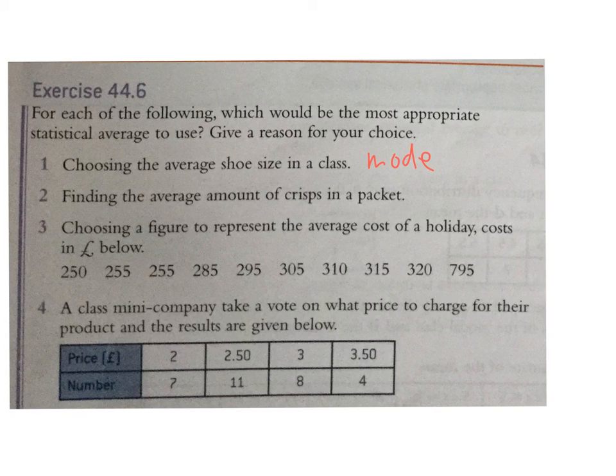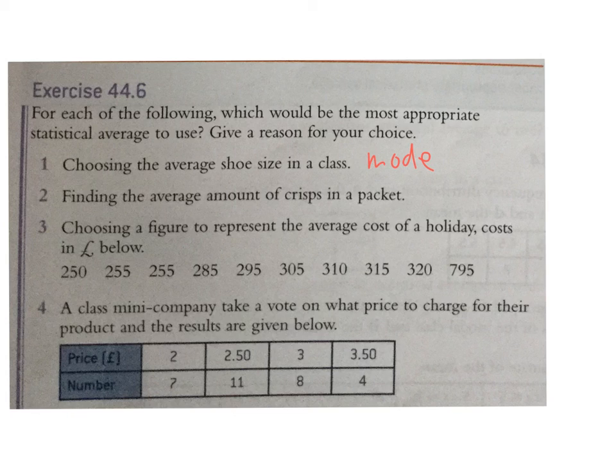If you find the mean, you'd end up with the average giving you some decimal number, and what are you going to do with that? And the median just tells you what the middle person's shoe size is, but it's not a good indicator for the most common or if lots of people have that shoe size. So I'd be looking for the most popular, most common: the mode.